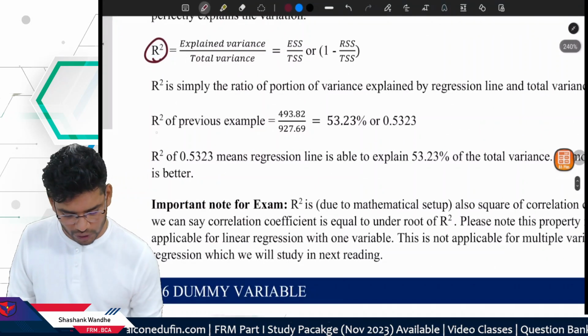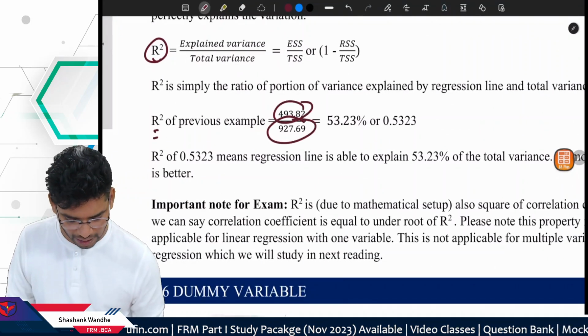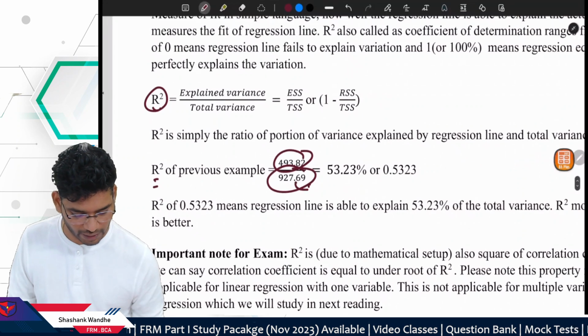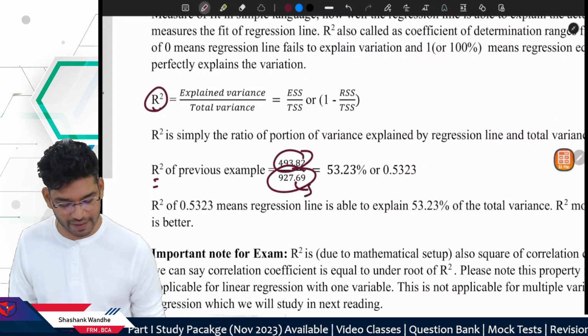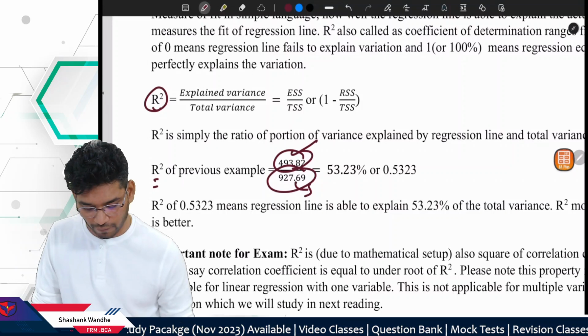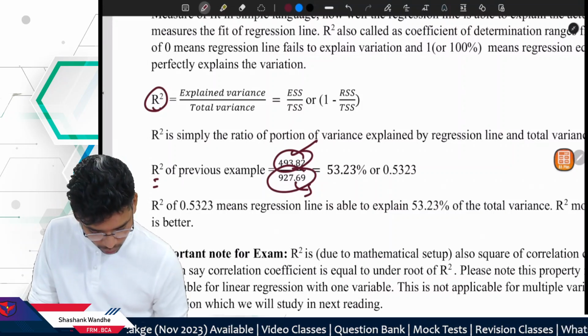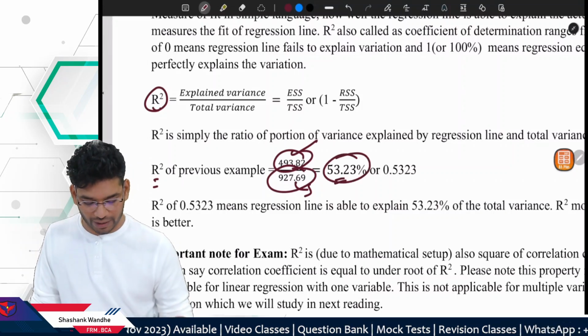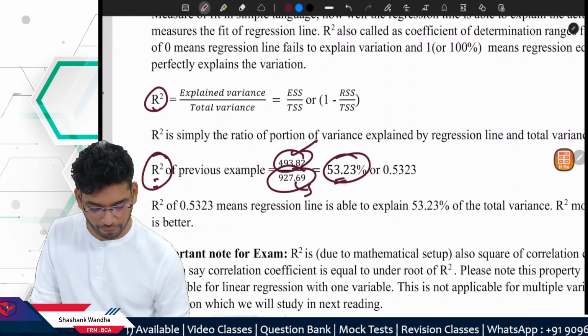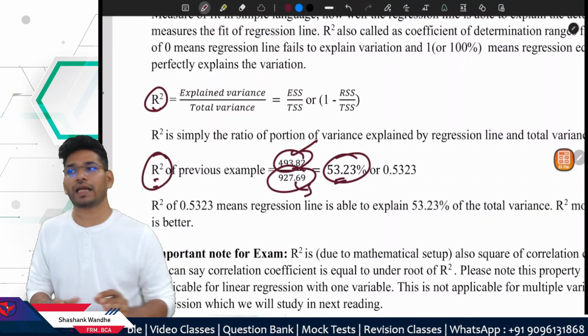Then we have the R square using the previous example. Our total sum of squares, TSS, was 927.69, and ESS was 493.82. So the explained part, or the R square, is 53%. This is how to calculate the R square.